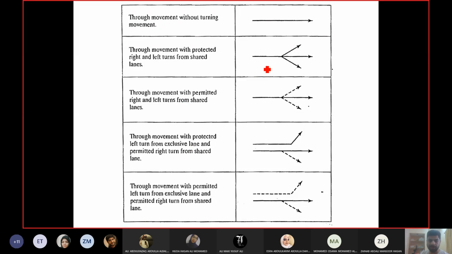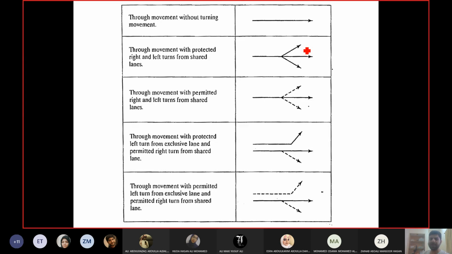So movements are shown with arrows, right? It's very obvious. Now, in this picture, you can see different arrows. You can see straight, right, and left turning arrows, right? This is indicating the direction of the movement. Straight, right, and left. Left means left turning movement, right arrow means right turning movement, and so on.